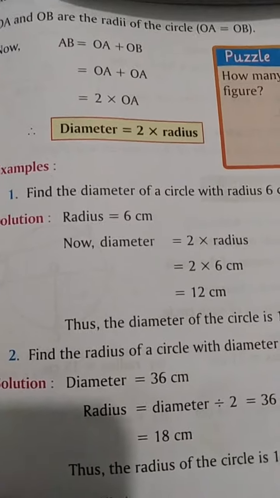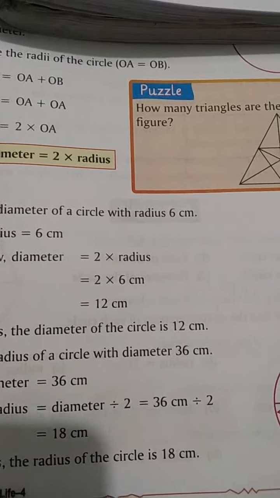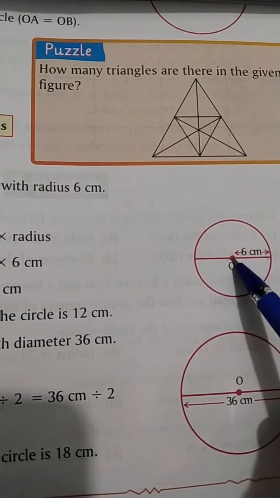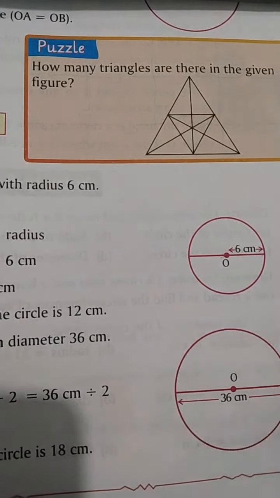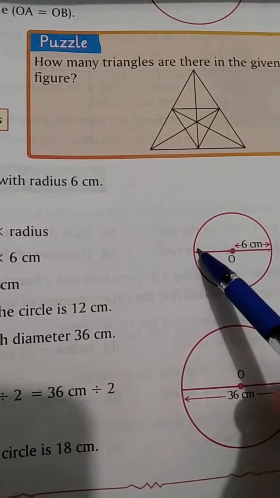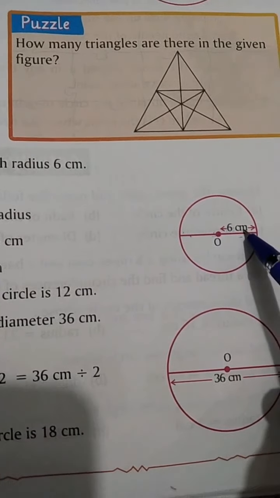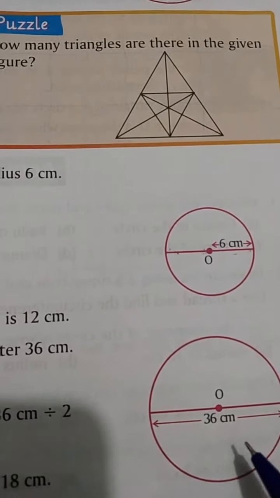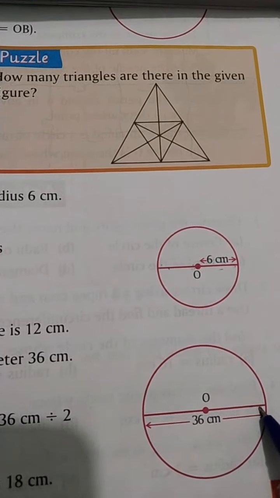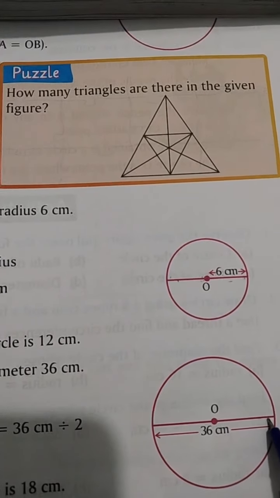Now let's take some examples. If the radius is 6, what will be the diameter? It will be double. 6 plus 6, or you can say 6 2s are 12. So 12 will be the diameter. If the diameter is 36, what will be the radius? Half of it. So that is 18.